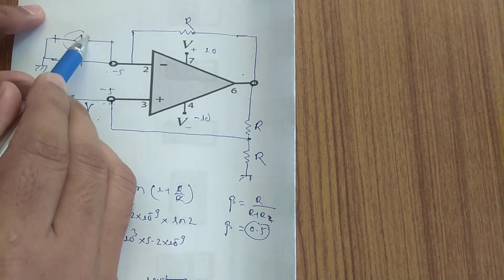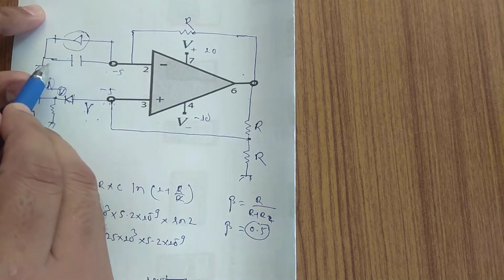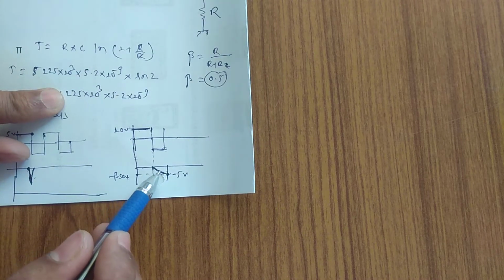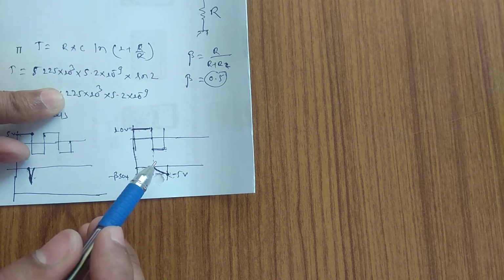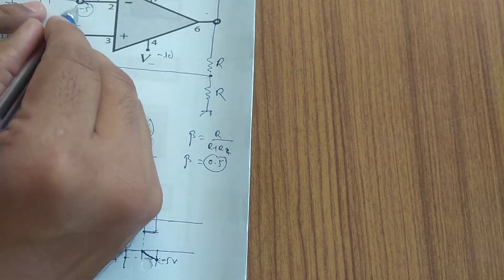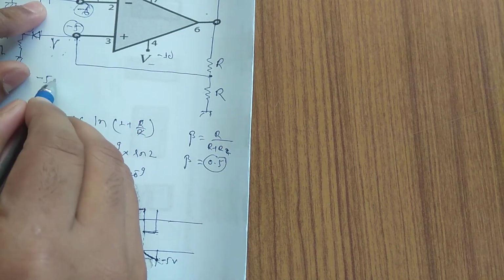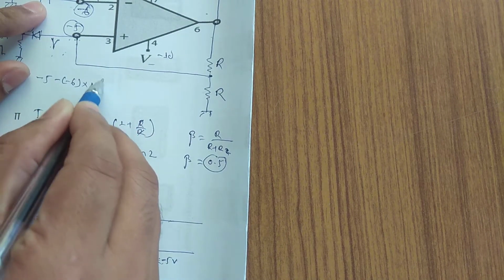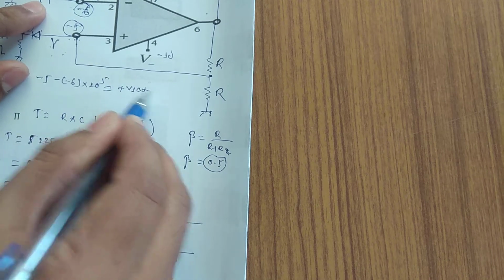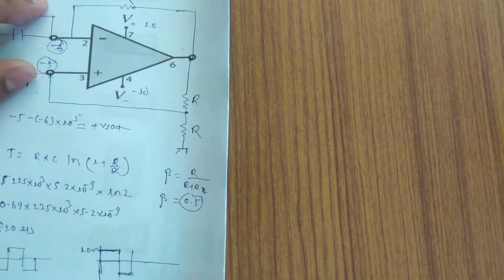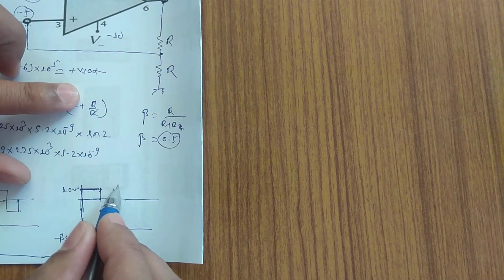Now this becomes reverse biased and the capacitor starts charging with the minus 5 volt. When the capacitor voltage tries to go beyond minus 5, suppose it tries to go to minus 6 volt, then with minus 5 at the other terminal, minus of minus 6 into AOL will give you plus Vsat. Here you are again going to get plus Vsat, which is nothing but plus 10 volt.